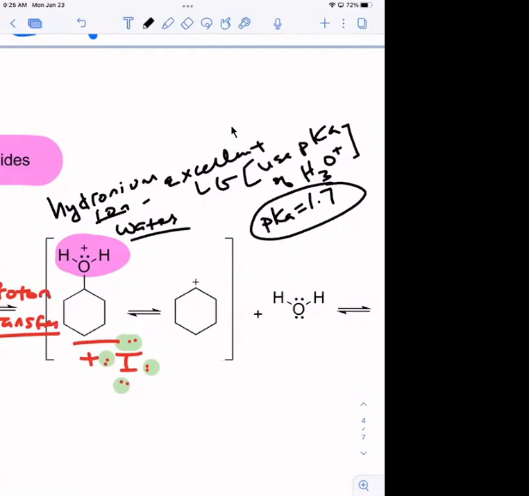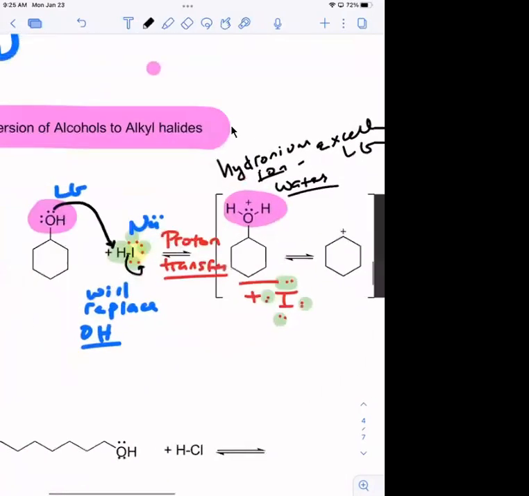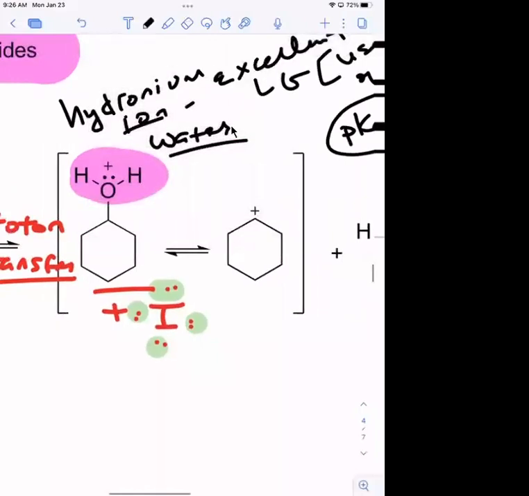All right, so we know that, right? That's the whole purpose of this first step, is to make OH a better leaving group. There are lots of ways to do that, but for this particular reaction, we do a proton transfer to make OH into a hydronium ion, which leaves readily. So now over here, I'm going to go from the hydronium to a carbocation.